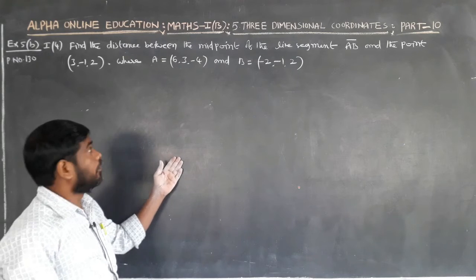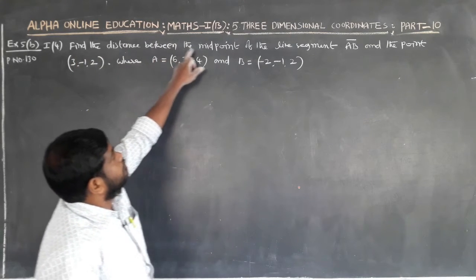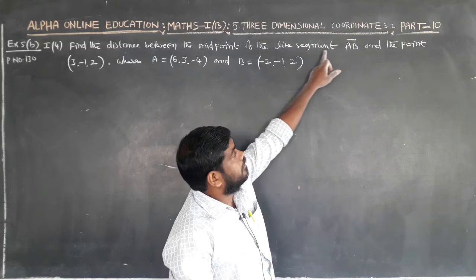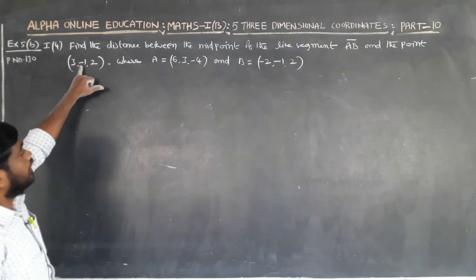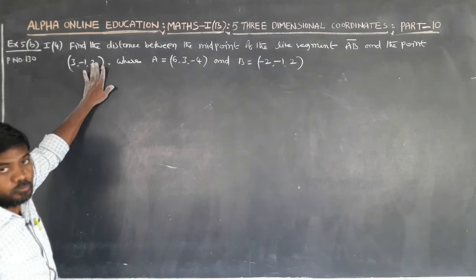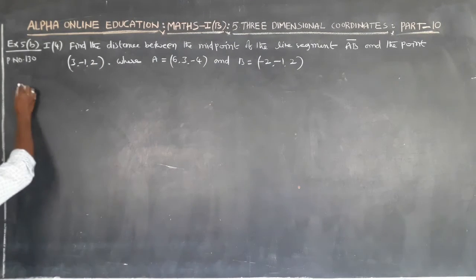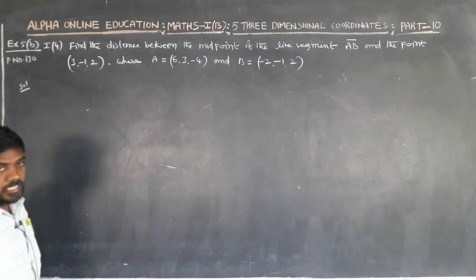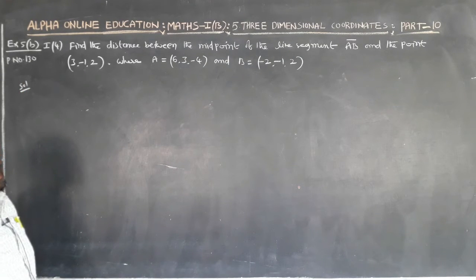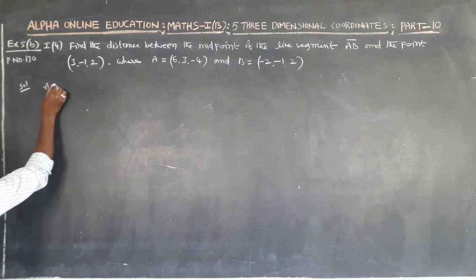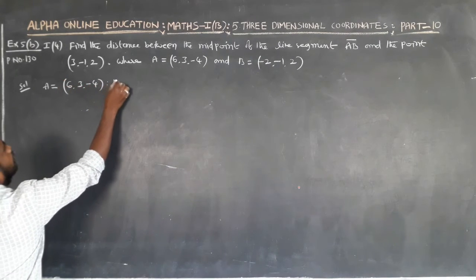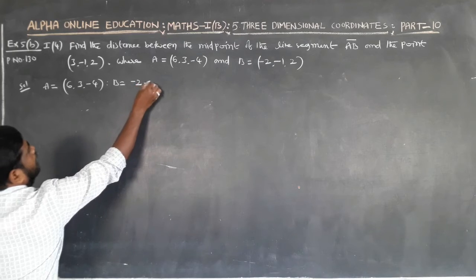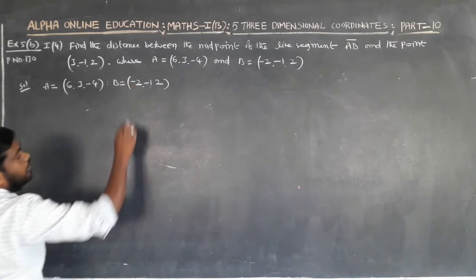A very important problem. Find the distance between the midpoint of the line segment AB and the point (3, -1, 2), where, here given, A is the point (6, 3, -4) and B is the point (-2, -1, 2).